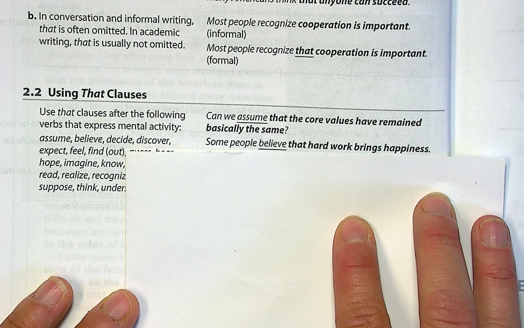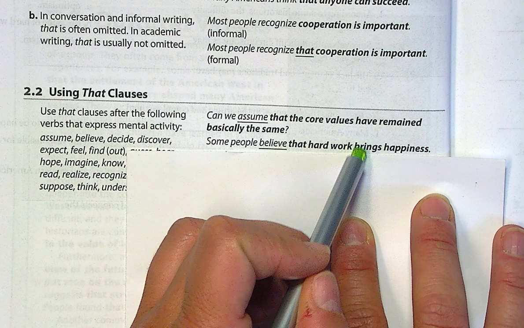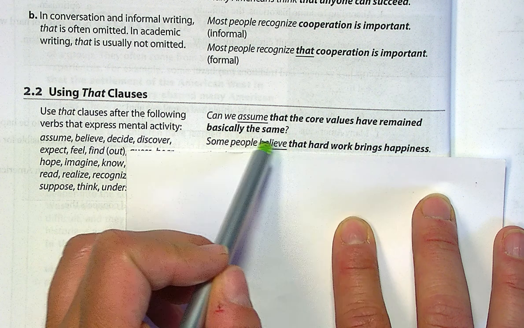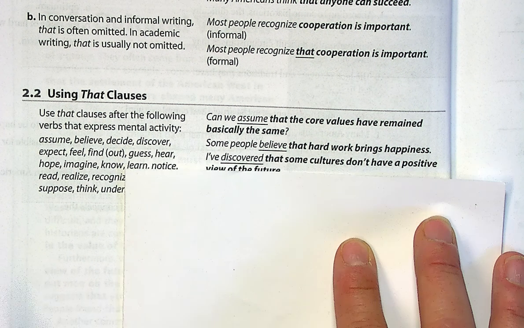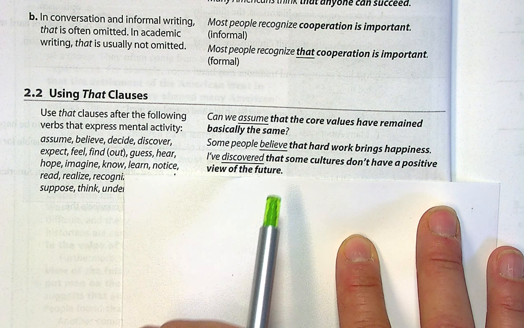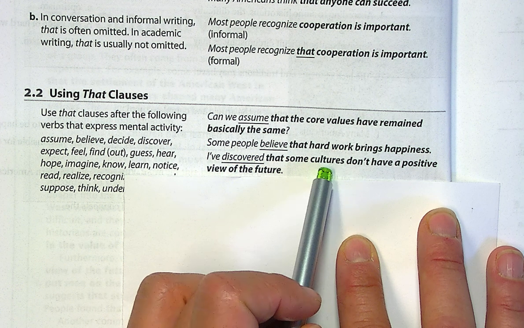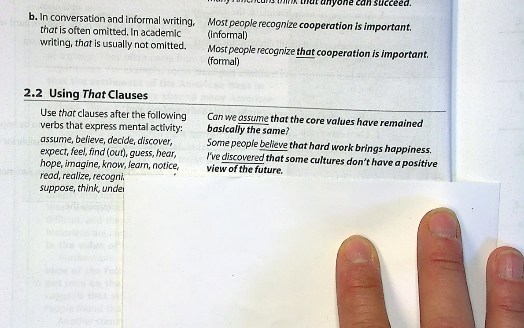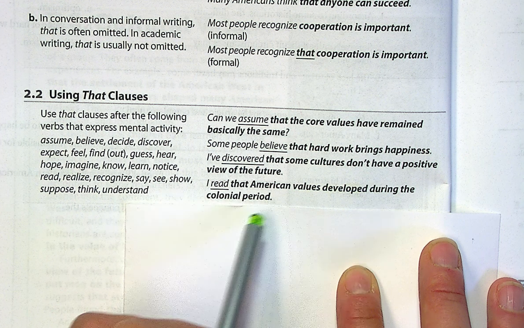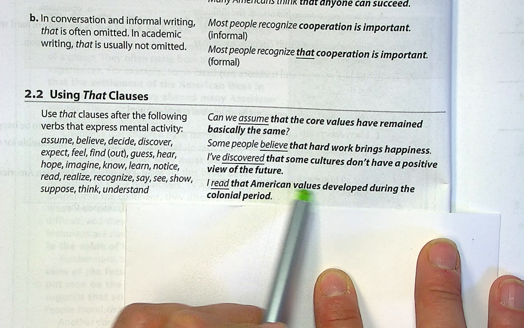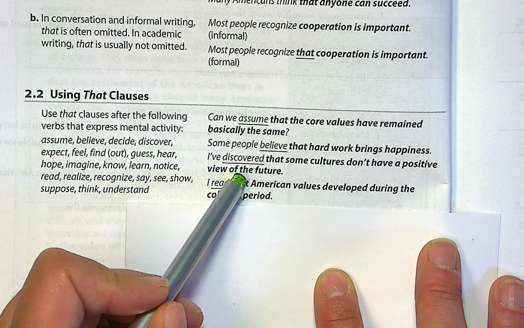Some people believe that hard work brings happiness. Again, we've got our that, we have hard work as our subject, we've got brings as our verb, and this whole thing from that until the end is functioning as the object of believe. What do they believe? That hard work brings happiness. I've discovered something. What have I discovered? That some cultures don't have a positive view of the future. We've got our that, we have some cultures as our subject, and don't have is our verb. I read something. What did you read? I read that American values developed during the colonial period. Here we have our that. We've got American values as our subject, and developed is our verb. All of this from that until the end is functioning as the object of read.